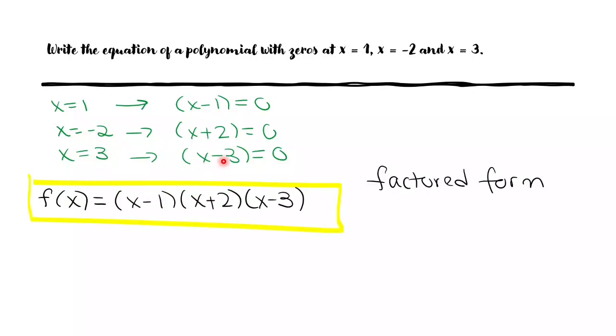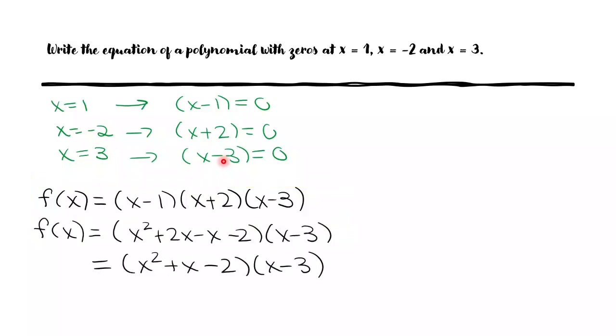So this polynomial in factored form would be f of x equals x minus 1, x plus 2, x minus 3. Sometimes you might be asked to give your answer in factored form. If so, that's it. We're done with the problem. If you're asked to give your answer in expanded form, that just means you have to multiply things out.